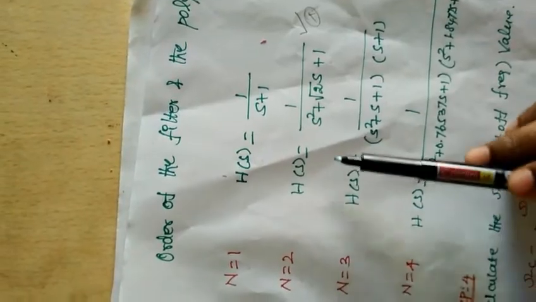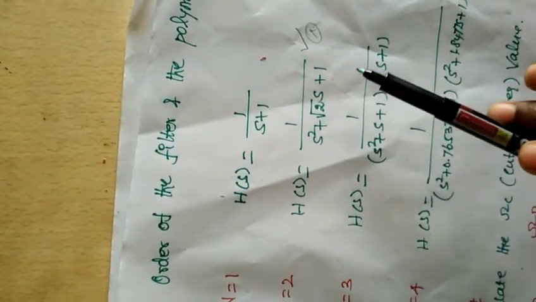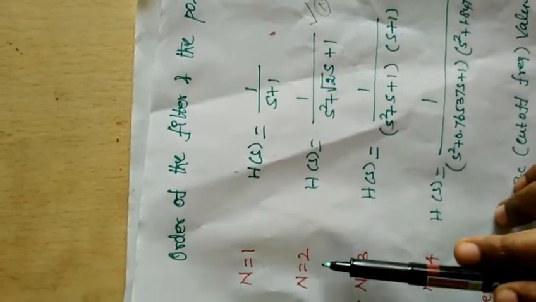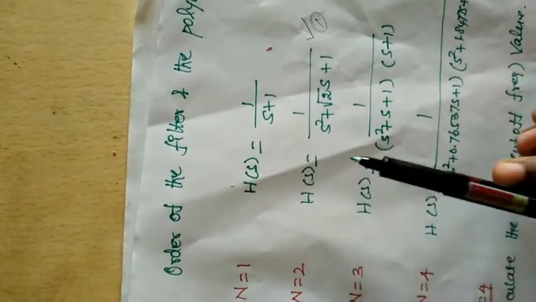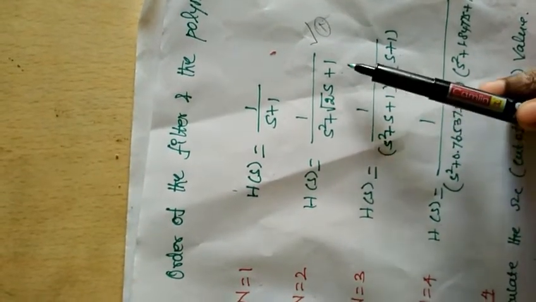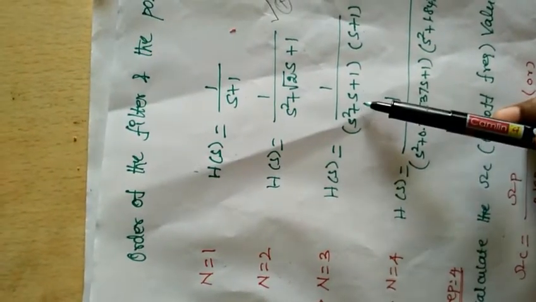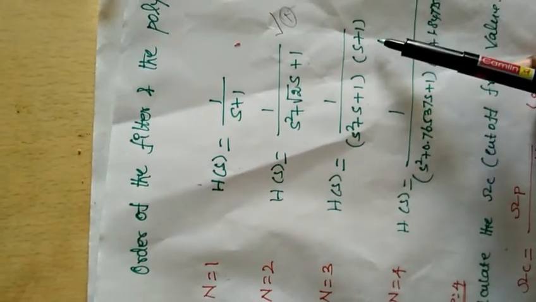If N is equal to 2, H of S is equal to 1 divided by S square plus root 2 S plus 1. Most of the problems will come under N is equal to 2 only. So you have to memorize the H of S value as 1 divided by S square plus root 2 S plus 1. N is equal to 3: H of S value is 1 by S square plus S plus 1 into S plus 1.